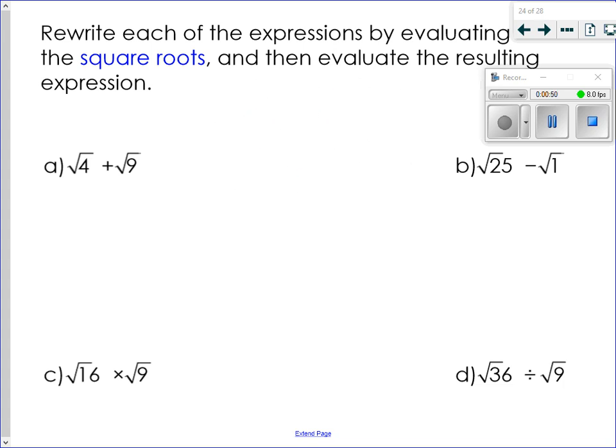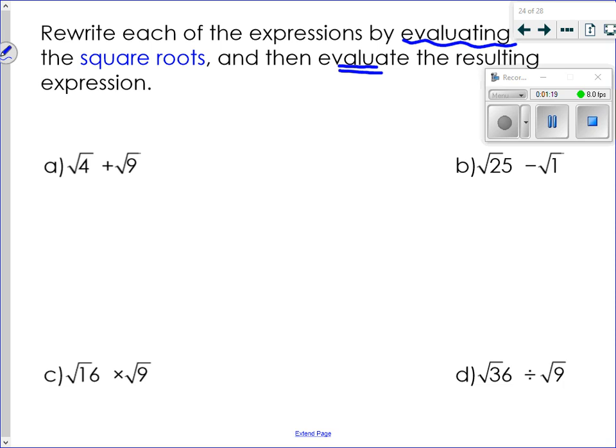So today, in our lesson, the instructions ask us to rewrite each of these expressions by evaluating the square roots. When you see that word evaluate, it's asking you to find the value of the square root, how much that square root is if it was not written under the square root sign. Okay? So we're going to first evaluate the square roots, then we're going to evaluate the resulting expression.